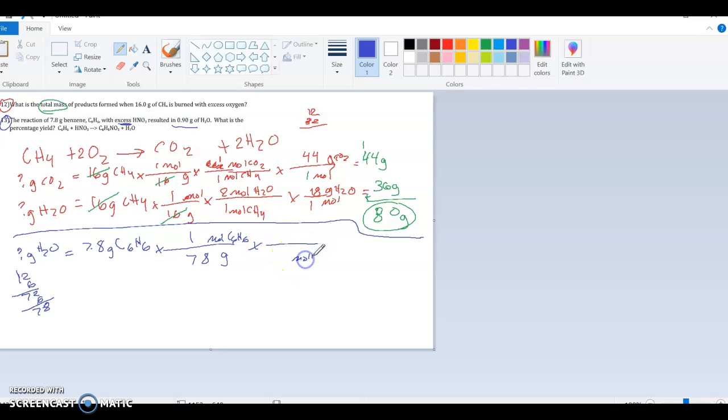Now I got to get out of moles of C6H6 and into moles of H2O. It happens to be a 1-to-1 ratio. Yes, that's a balanced equation. Okay, had to double check. And then I want to get out of moles of H2O and into grams, and that's about 18. We did that math up here. So taking a look at that, I got 7.8 divided by 78 times 18.